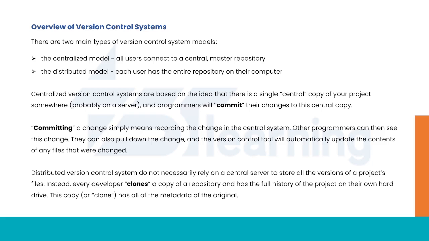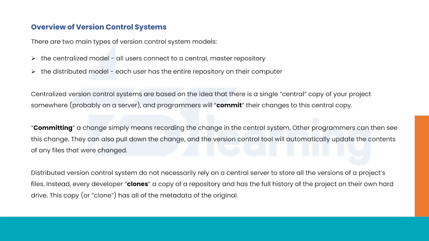So, centralized version control systems are based on the idea that there is a single central copy of a project somewhere, probably on a server, and programmers will commit their changes to this central copy. The committing in the sentence here simply means recording the change in the central system. Now, when this is done, other programmers can then see this change.